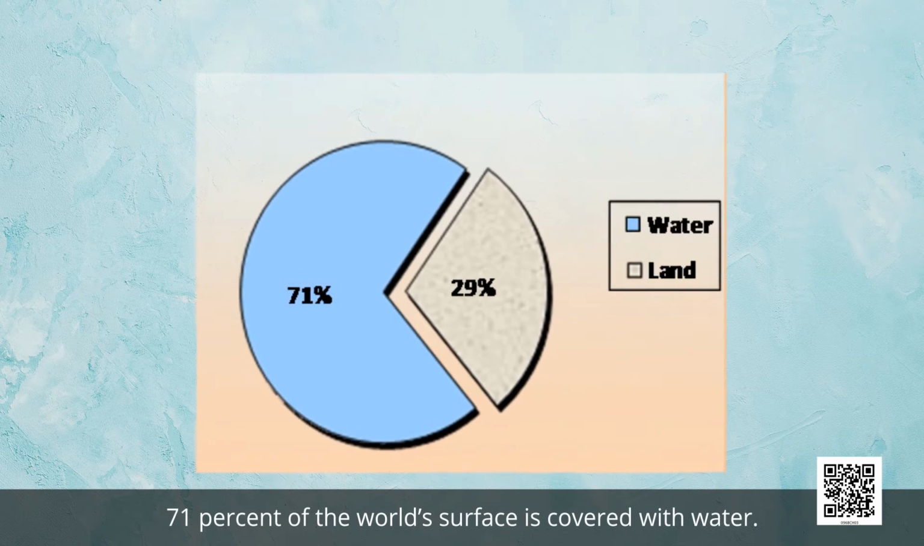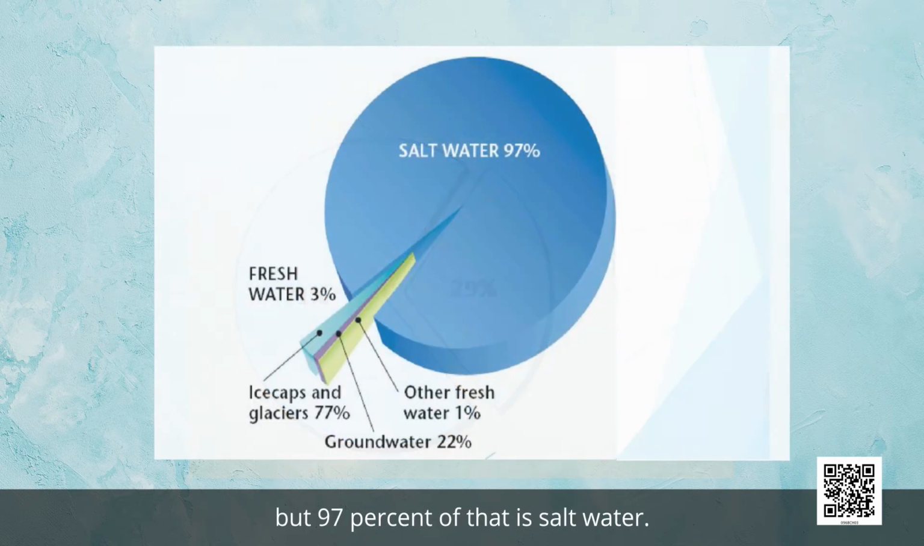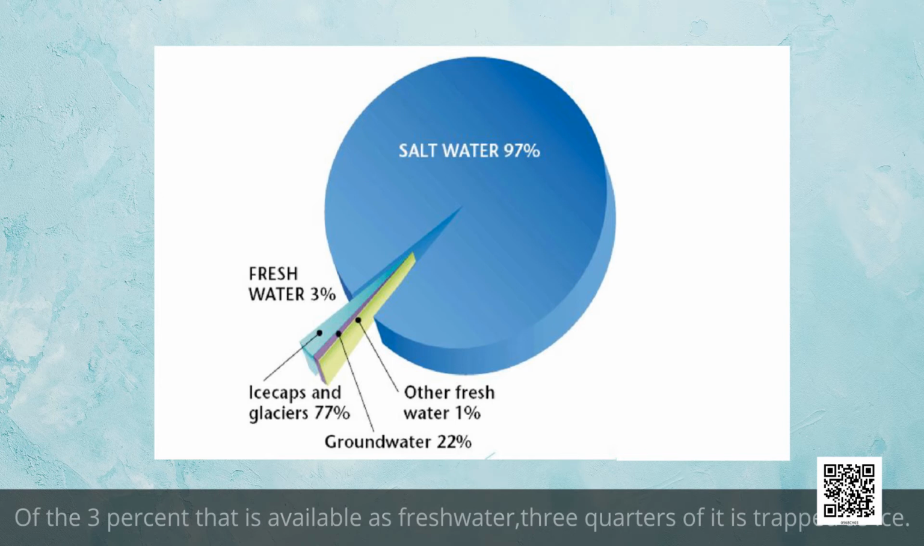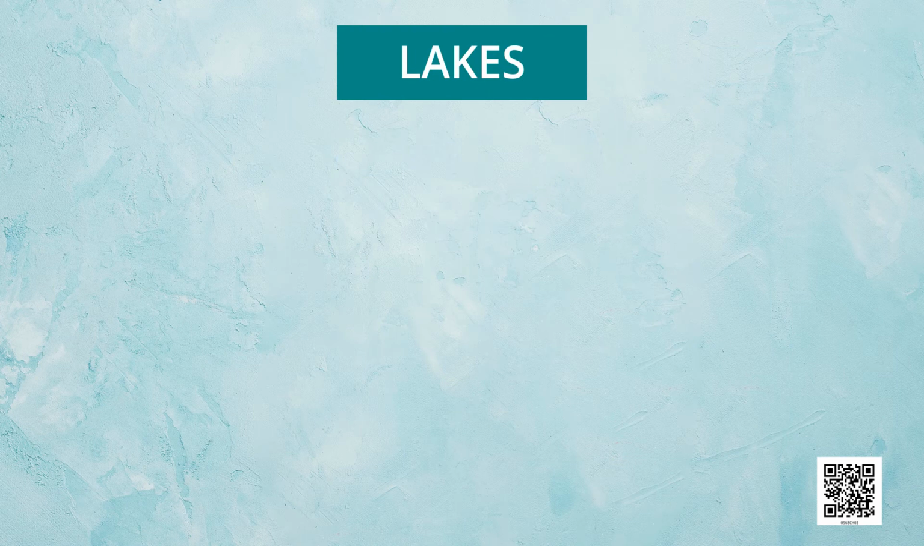71% of the world's surface is covered with water, but 97% of that water is salt water. Of the 3% that is available as fresh water, three-fourths of it is trapped as ice. From rivers, now we move to the lakes.